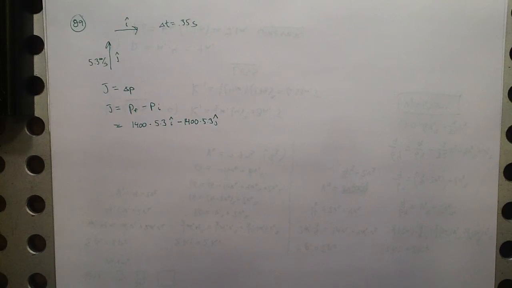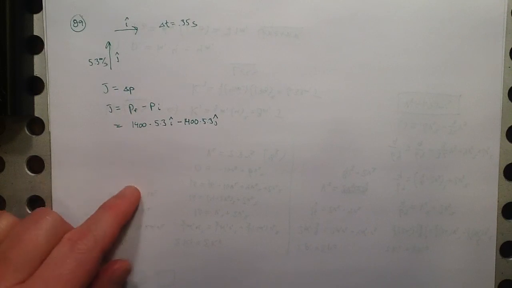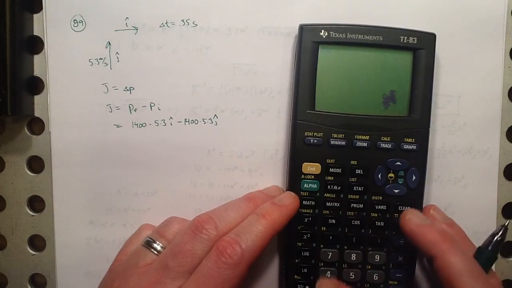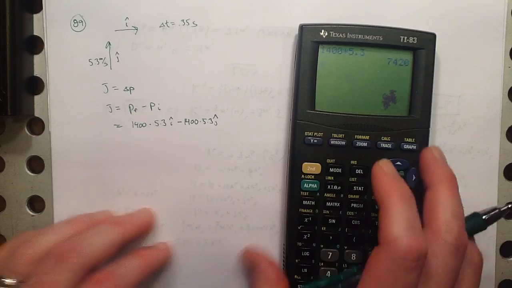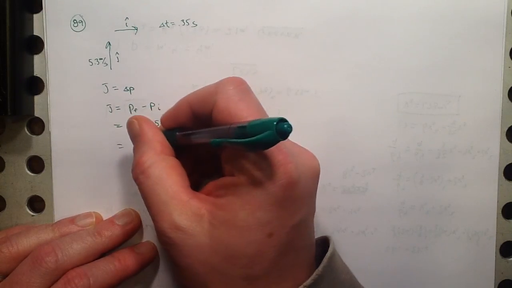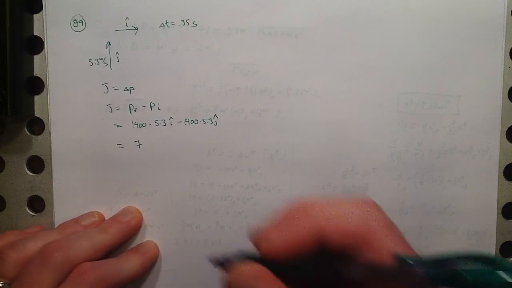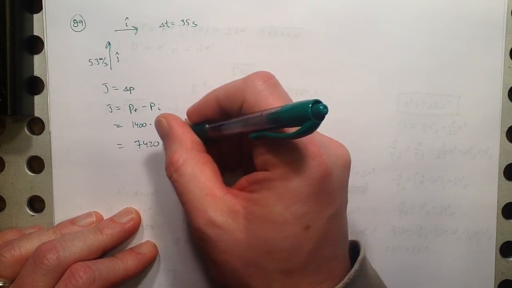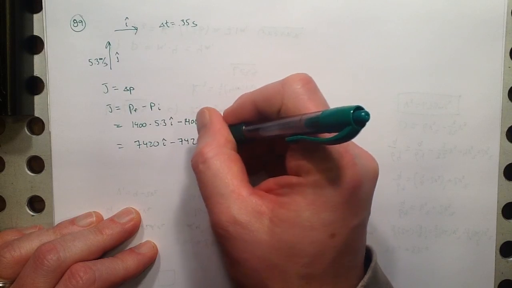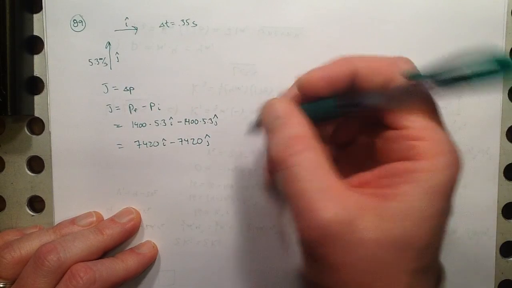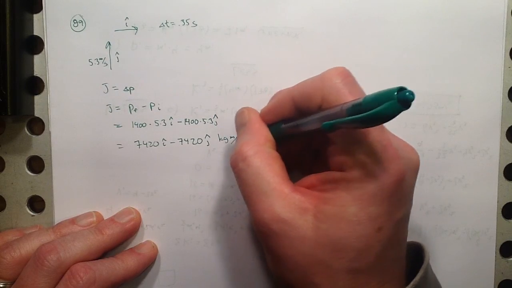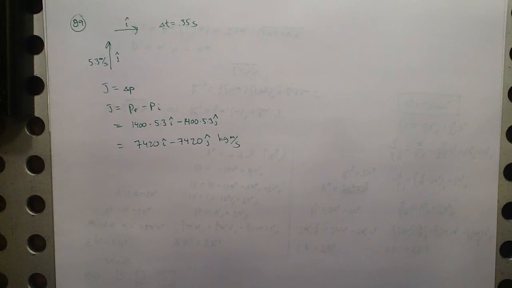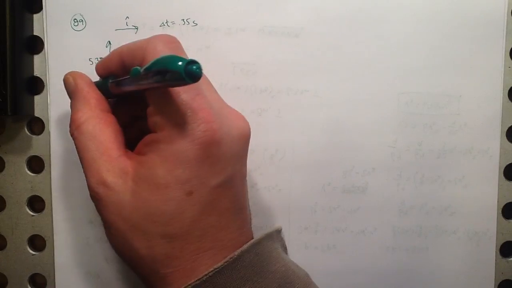And what did they want to know? They want to know, in unit vector notation, what's the impulse on the car. So that's it. I just have to multiply that out. So what is 1400 times 5.3? So it's 7420 i minus 7420 j kilogram meters per second, or Newton seconds if you want. And which number is this? This is 89. Let's check. Yeah, and that is correct for that part. Good. That was part A.